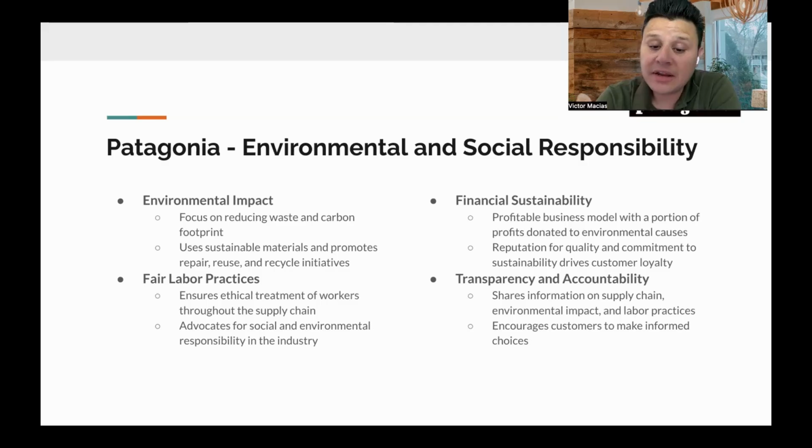In terms of financial sustainability, they have a business model where a portion of profits are donated to environmental causes. I think it's 1% of revenue, which in a big company like that is a lot of money. Transparency and accountability, they share information on their supply chain. They share information on their environmental impact, their labor practices, and they encourage customers to make informed choices.